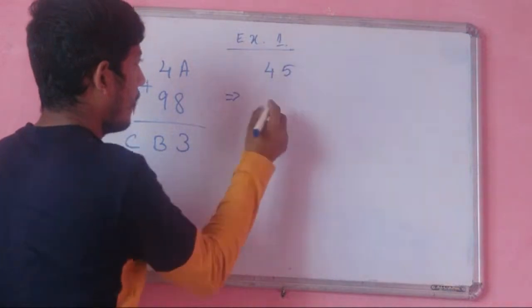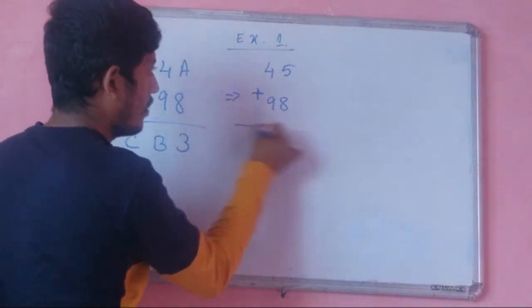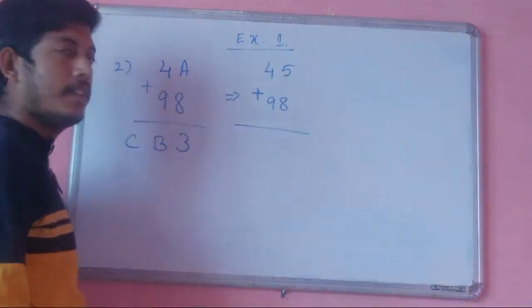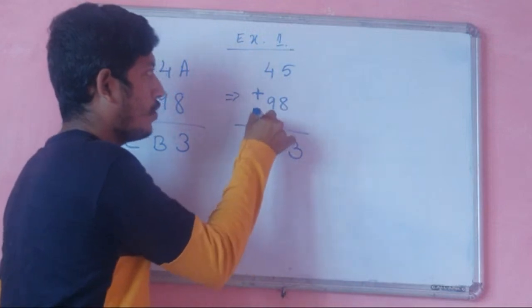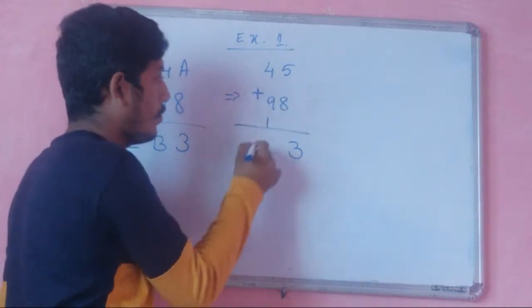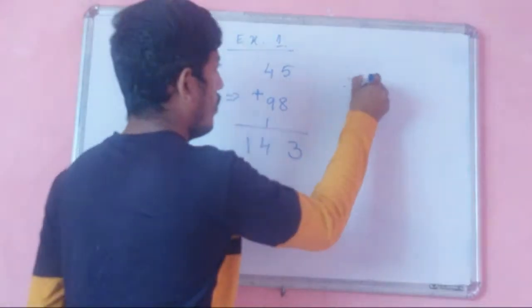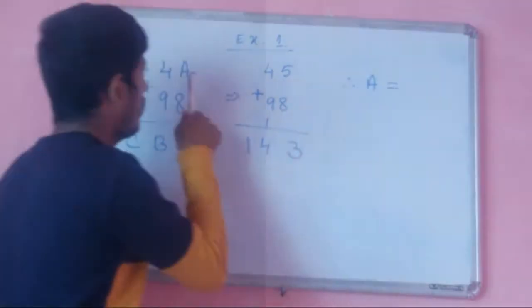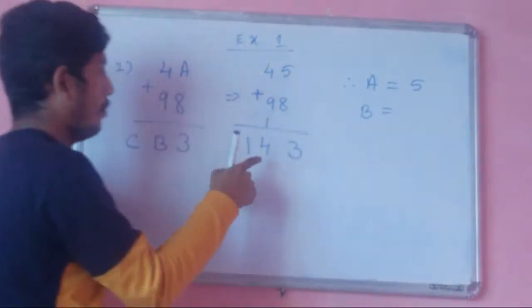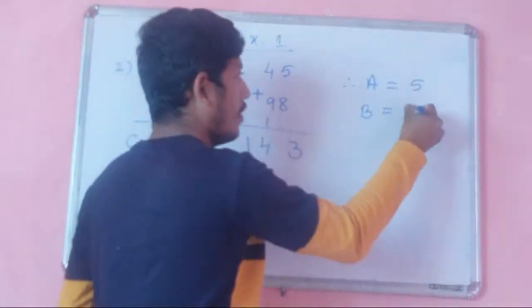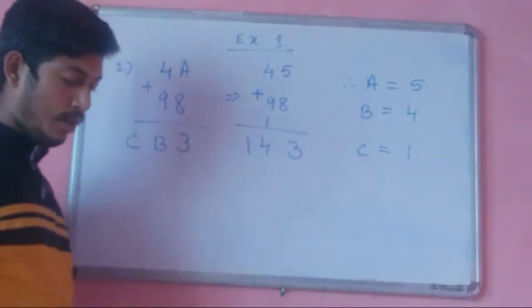45 plus 98. 5 plus 8, it becomes 13. 1. 9 plus 1, 10. 10 plus 4, 40. So therefore, value of A is how much? Value of A is 5. Then value of B is 4 and value of C is 1.